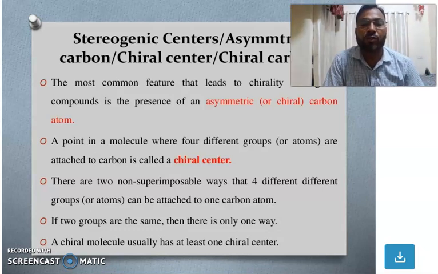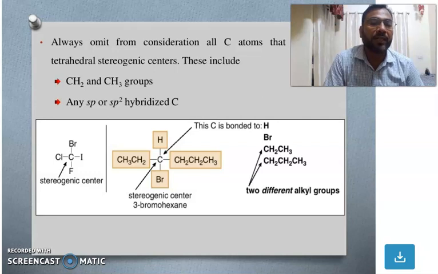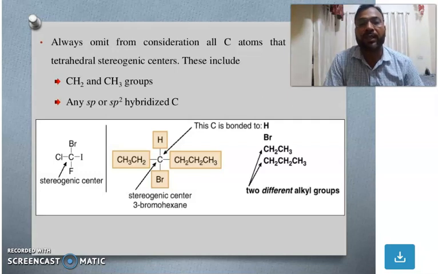A chiral molecule usually has at least one chiral center. This is one condition, not all conditions. So always omit from consideration all carbon atoms that cannot be tetrahedral stereogenic centers, and these include CH2 and CH3 groups and any sp or sp2 hybridized carbon. Look here, stereogenic center in 3-bromohexane. This carbon is bonded to hydrogen, bromine, ethyl, and normal propyl, two different alkyl groups.